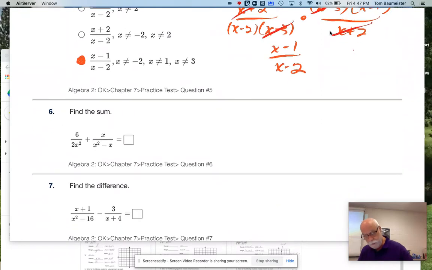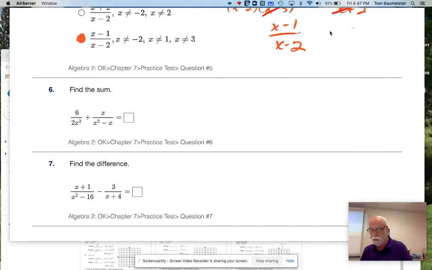Okay? All right, find the sum. So to find the sum, remember what we have to do is we have to find a common denominator. So if we want to do this, we're going to find our lowest common denominator. Let me go with a different color.